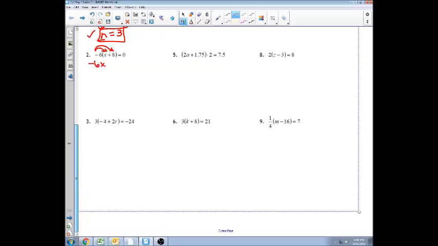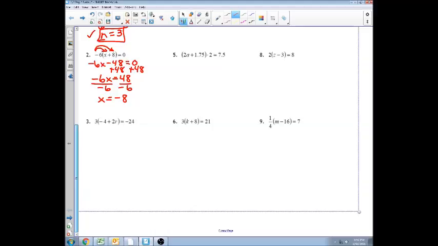Negative 6x minus 48 would equal 0. Okay. I need to add my 48 to both sides. Give me negative 6x is equal to 48. If I divide by negative 6, I will end up with x is equal to negative 8.